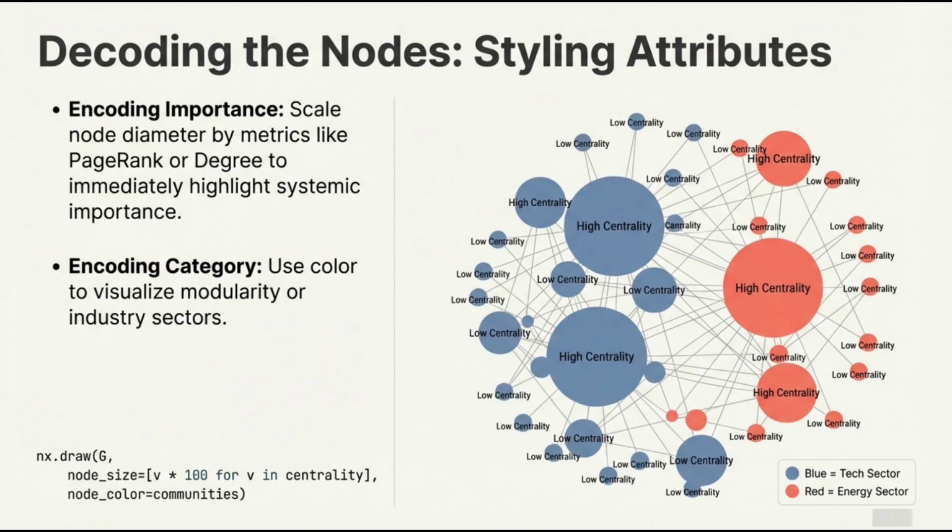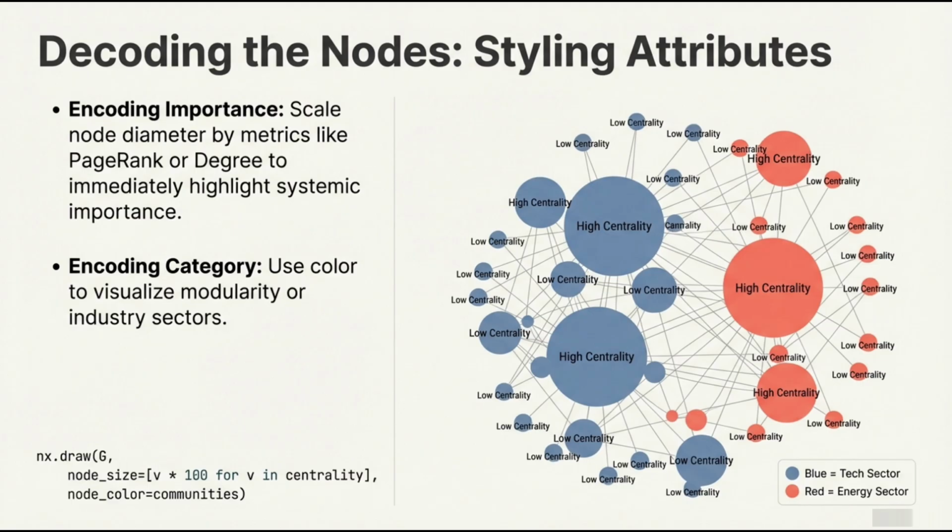Now we learn how to encode meaning directly into node appearance. This slide shows nodes with different sizes and colors, along with a legend indicating blue for one sector and red for another. The large nodes are labeled as high centrality, while the smaller ones have lower centrality. This is a simple but very effective design principle.